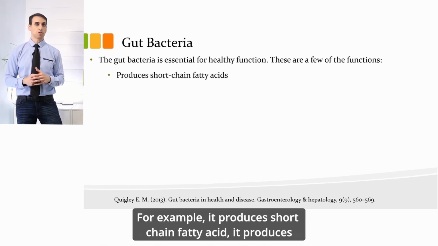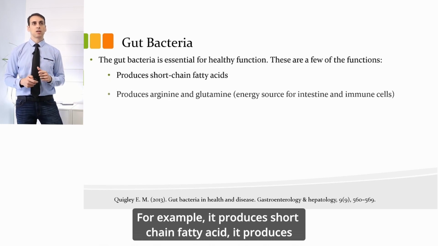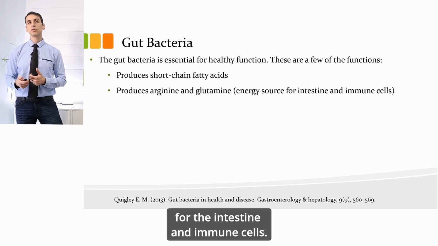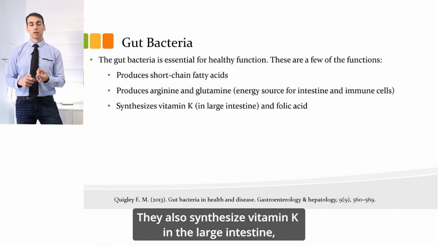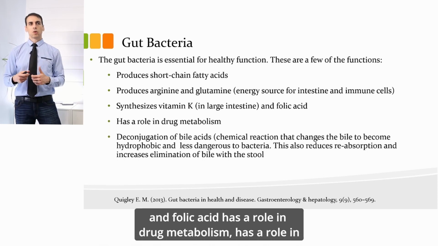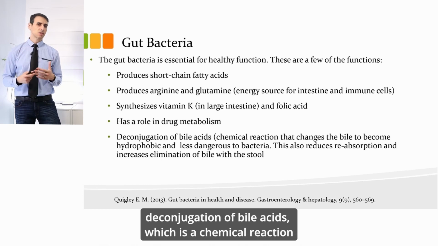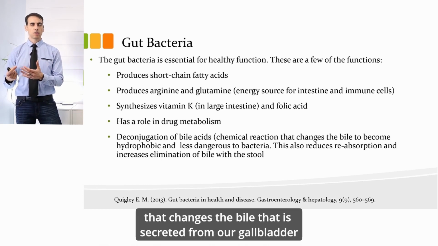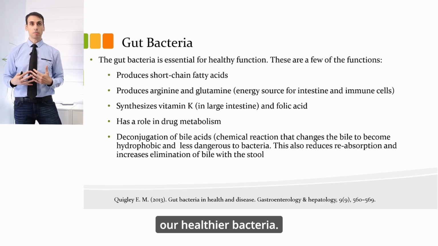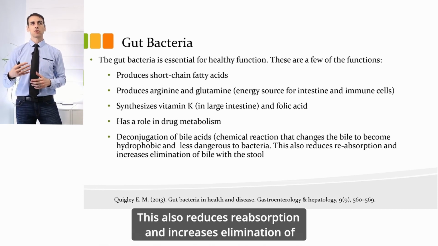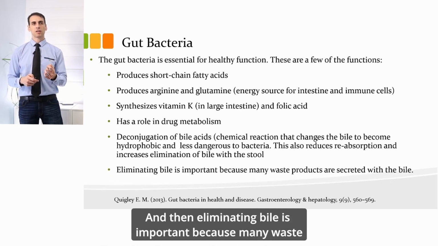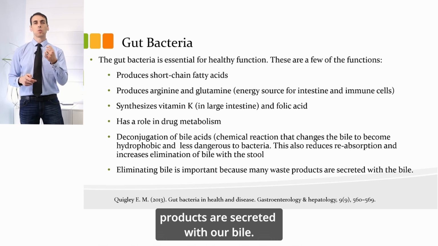So the gut bacteria is essential for healthy function, as we mentioned, and there are a few of those functions as example. For example, it produces short-chain fatty acid, it produces arginine and glutamate, which are energy sources for the intestine and immune cells. They also synthesize vitamin K in the large intestine and folic acid, has a role in drug metabolism, has a role in deconjugation of bile acids, which is a chemical reaction that changes the bile that is secreted from our gallbladder to become hydrophobic and less dangerous to our healthier bacteria. This also reduces reabsorption and increases elimination of bile with the stool. And then eliminating bile is important because many waste products are secreted with our bile.